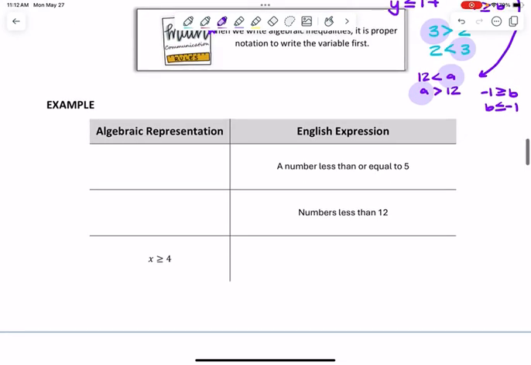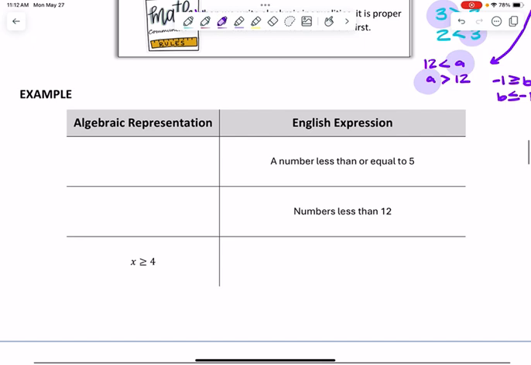Okay, we are going to look through a couple of examples, and we're going to write algebraic statements based on the English expressions and vice versa. So I want you to take a couple of seconds and see if you can try these on your own, and then we'll do them together. So pause the video.